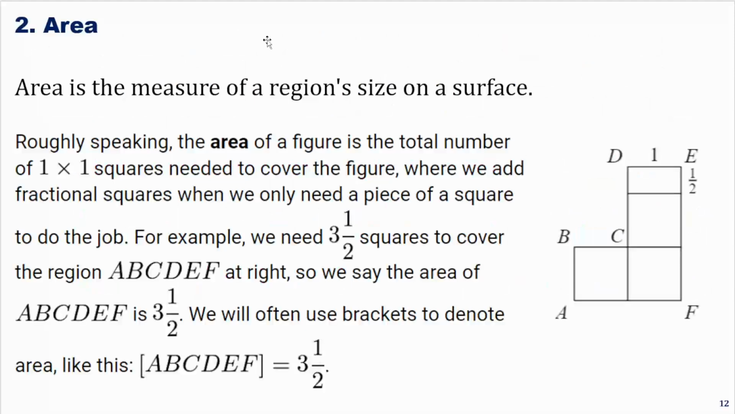The area is a measure of a region's size on a surface. Roughly speaking, the area of a figure is the total number of 1 by 1 squares needed to cover that figure, where we add fractional squares when we only need a piece of a square to do the job. For example, we need 3 plus a half of squares to cover the region ABCDF at right. So we see the area of ABCDF is 3 plus 1/2. We will often use brackets to denote the area. For example, if you want to denote the area of ABCDF, you should use this symbol here.